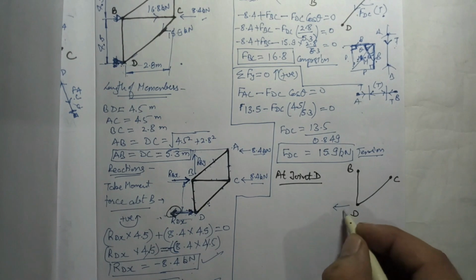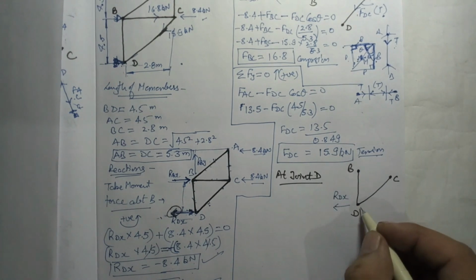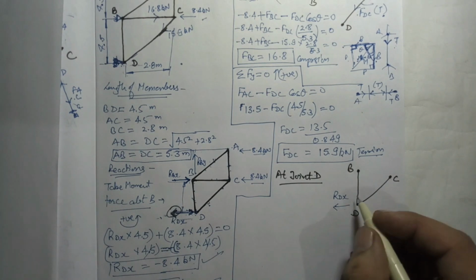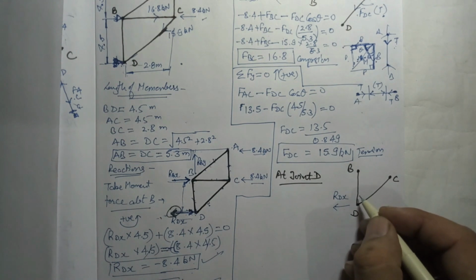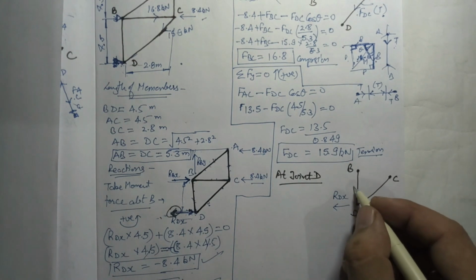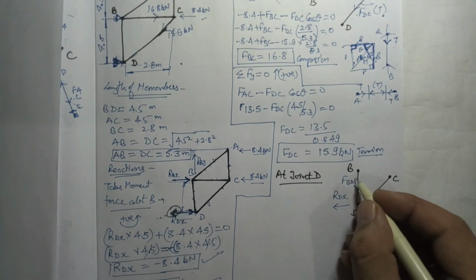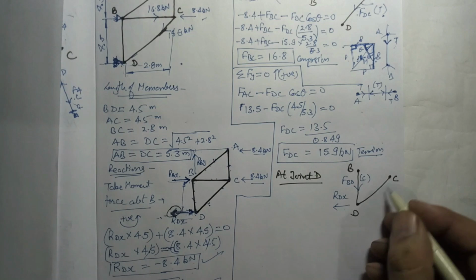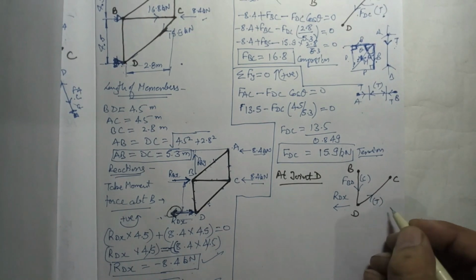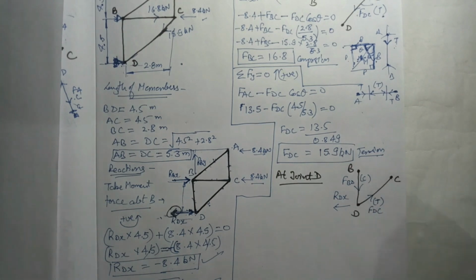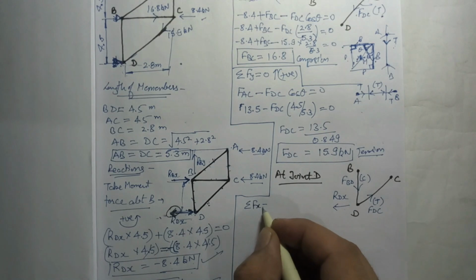First, we have calculated this reaction at D in X direction. We found it right side, and now we have to assume the force in this BD because it is to be calculated. So let's say I'm taking it compression FBD, and the nature is compression, and we have calculated FDC, that is tension, so we will take this tension. Now again we have to follow the same sum of all Fx 0.